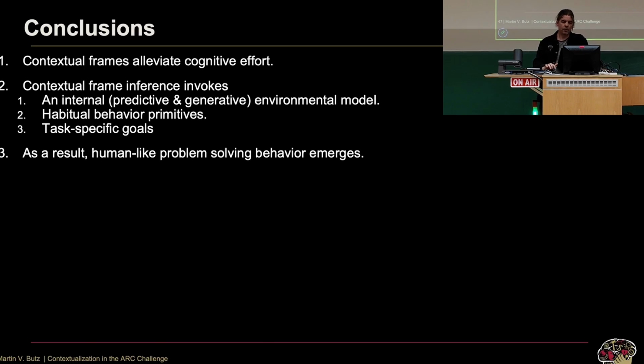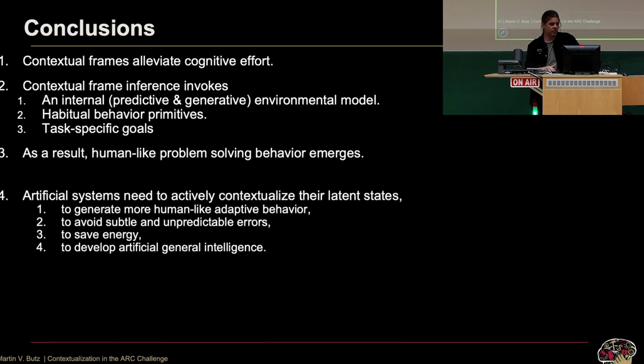And as a result, a human-like problem-solving behavior should emerge when we model interpretations of the environment in this way, and then really problem-solving behavior within these interpretive spaces, which I call contextual frames. And well, as Volker has mentioned in the beginning, I am also much interested in AI. So, not only how the human brain does this. So basically, I think artificial systems really need to actively contextualize their latent state. If they do this efficiently, then they can generate human-like adaptive behavior, but they can also avoid subtle and unpredictable errors because they're fully focused on the local causality that's currently relevant. They can save much energy because they don't need to compute all the correlations that they have in their huge models, but can focus that and probably develop AGI in this way.